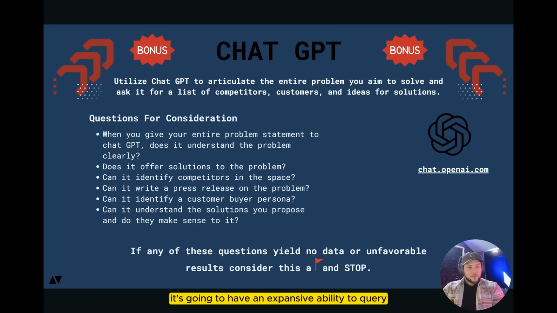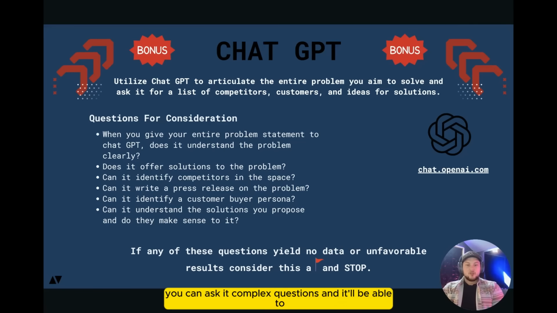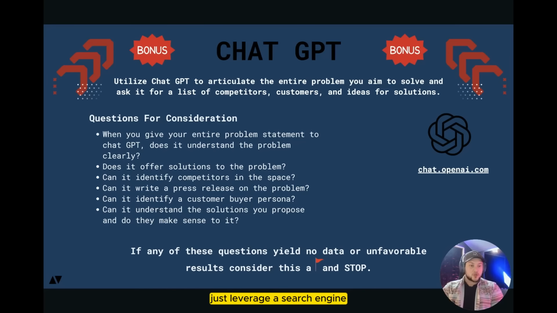Ultimately, it's going to have an expansive ability to query a space, an industry, competition. You can ask it complex questions and it'll be able to understand it in a way that you might not be able to just leverage a search engine or a social media platform or some of the other solutions like Google Maps. You could ask it questions like, where is my buyer? Where do they live? What are the types of problems that they have? Are there any press releases or news that's around this industry? Are there any competitors that exist in the space?